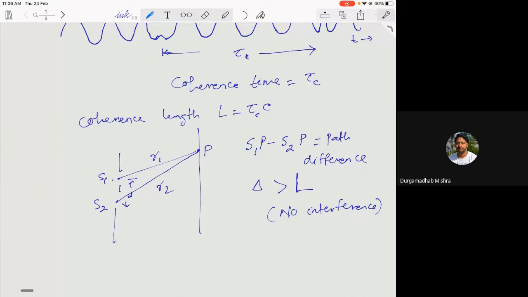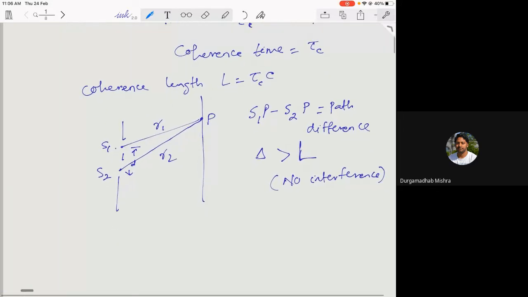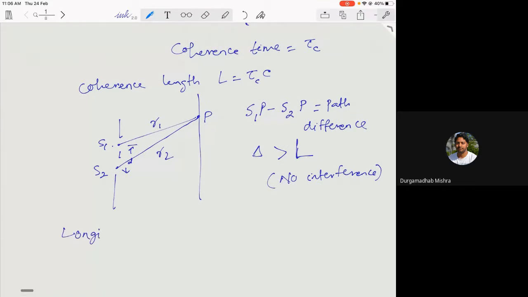So this is essential because all the light sources that you use always have some finite coherence time or coherence length. Sometimes this kind of coherence is also known as longitudinal coherence. So to obtain an interference fringe, even if you say it is a coherent monochromatic wave, the path difference that you have at the point P should be less than this coherence length. Otherwise, there will be no interference.